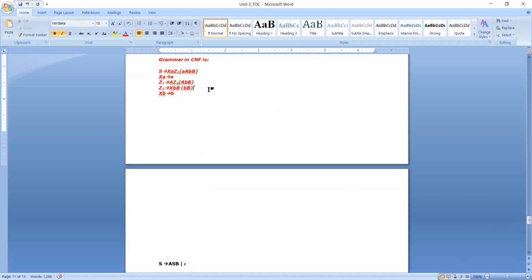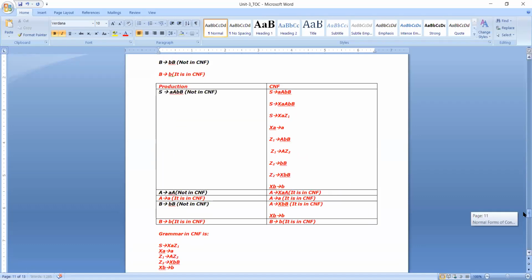Just now I told you in the beginning of our discussion that normal forms mean we are going to rewrite our grammar in some standard format. That format depends on the form you are going to use. If you are using Chomsky normal form, there will be one format, and if you are using Greibach normal form, there will be another format.